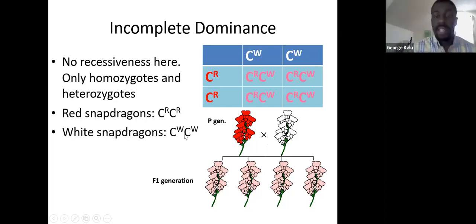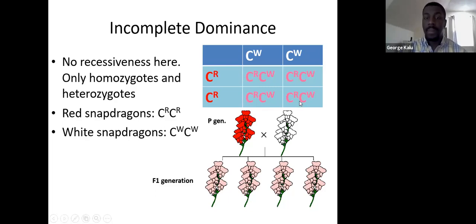So if we were to mate a red snapdragon plant with a white one, we're going to do our Punnett square just like we normally would. We're going to list one parent, the red one on one side, so we're going to have CR over here. We're going to have the white parent, CW, across this side. And then again, you do your Punnett square just like we would otherwise. So here we would have CR, CW, CR, CW, CR, CW, and CR, CW.